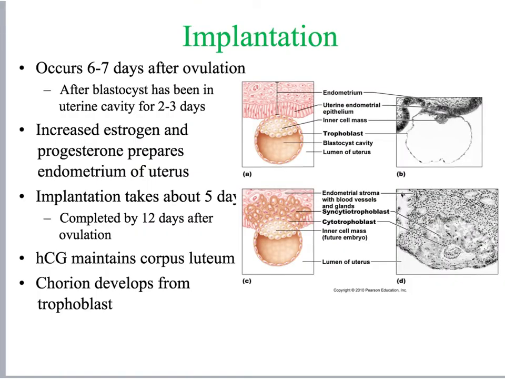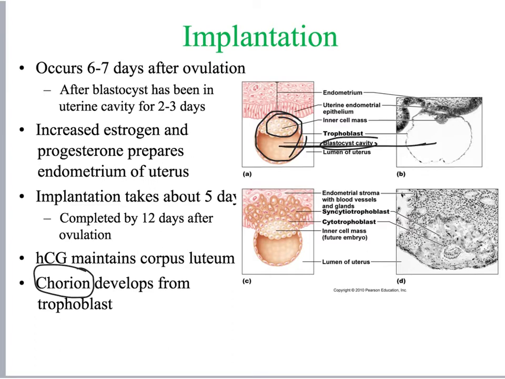All right, so implantation, like I said, occurs 6 to 7 days after ovulation. Just a quick reminder of some of our terms here. We have the trophoblast, which is the outer ring of cells, and this trophoblast will eventually become the chorion, which is the embryonic or fetal part of the placenta. We have the inner cell mass, which is going to be that developing little organism. And we have the blastocele or the blastocyst cavity, that fluid-filled space inside of the blastocyst.